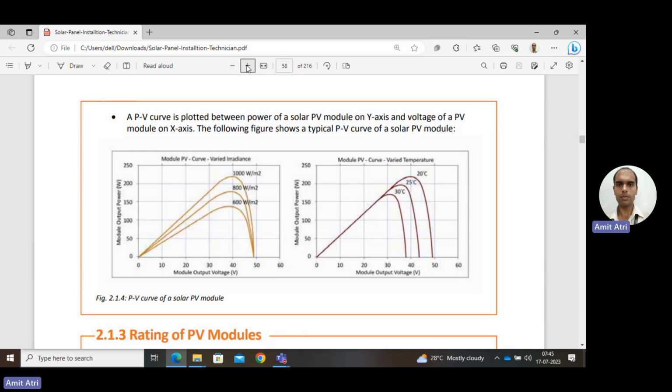Now coming to the voltage versus power curve of a solar PV module in accordance with varied irradiance and varied temperature. Here also we see that as the irradiance is increasing, the generated power is increasing. But as the temperature is increasing, the generated power is decreasing. From 20 to 25, that is less, then to 30 degrees, it is even less.